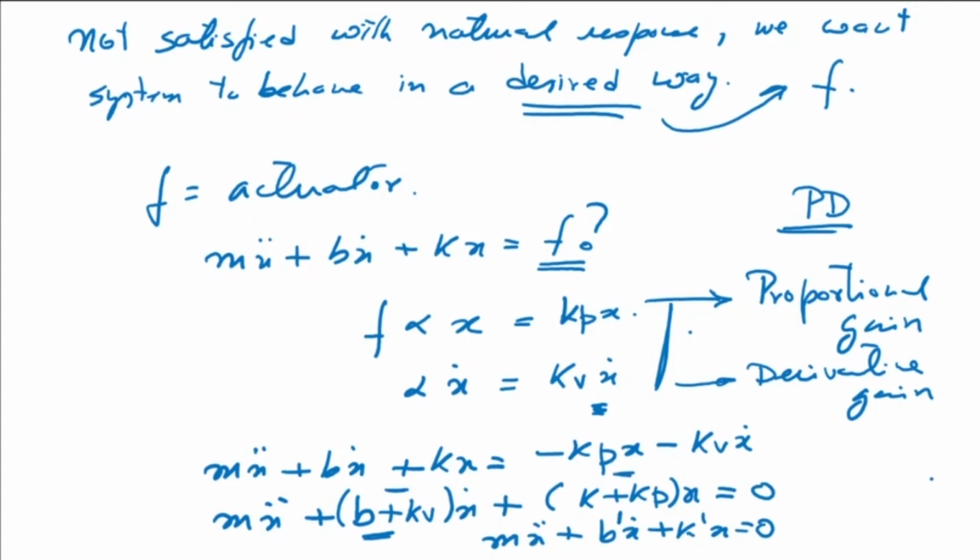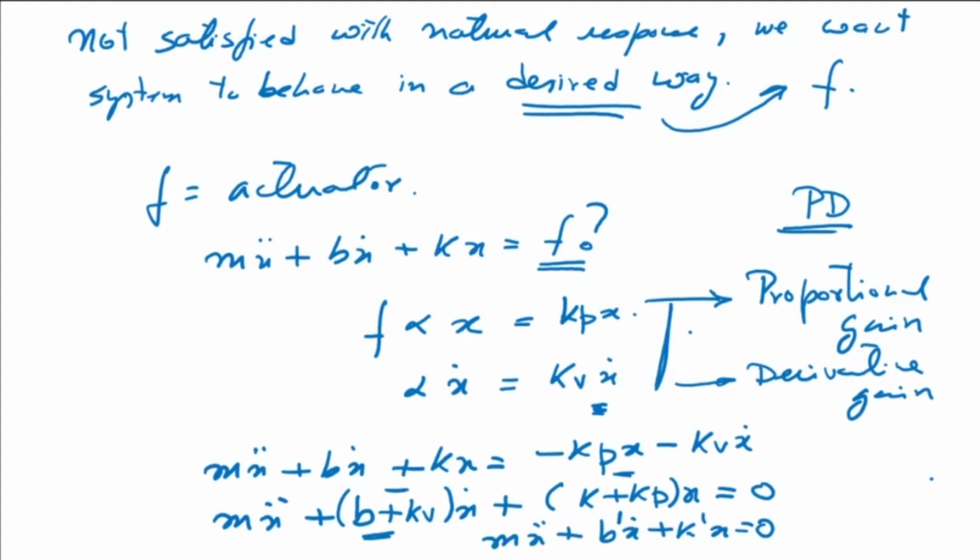Now you understand again that the system is going to behave depending on the roots of the equation. The whole idea is to bring it into this form because we want to know how it behaves. By putting different values of kp and kv, I can make it behave in a different way. So here we have reduced our system to this form, and we want it to behave in a particular way.